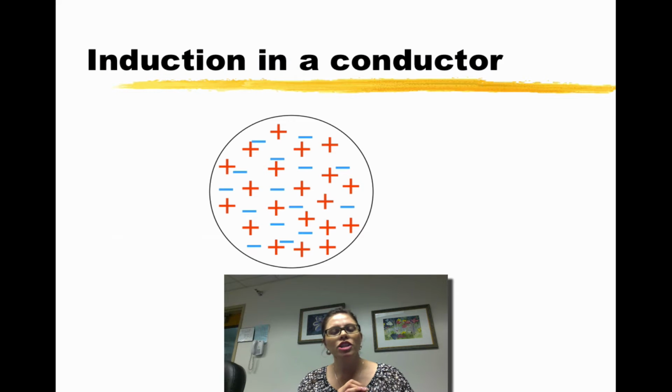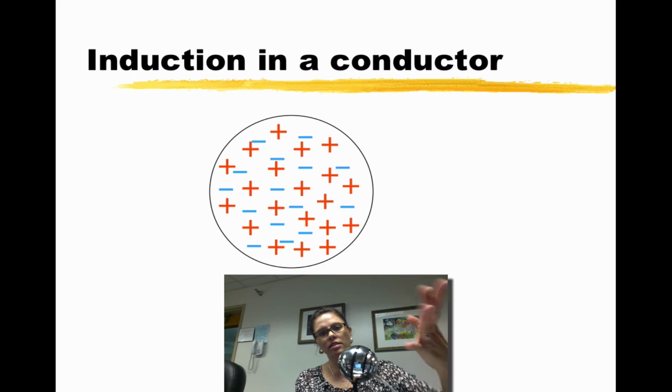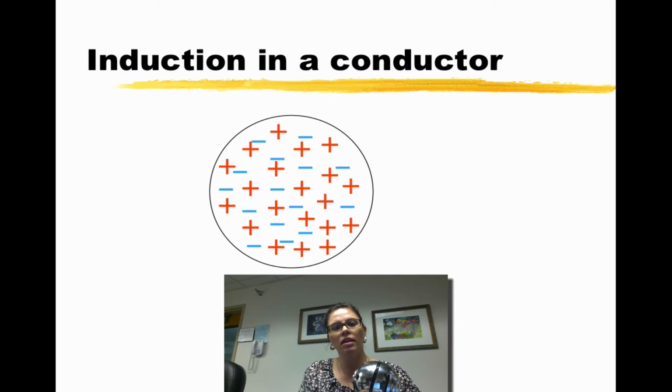Okay, so induction in a conductor. Let's pretend this is just a ball right here, a metal ball, and it's neutral because we have the same amount of protons and electrons on here. And everything is pretty much evenly spaced throughout this metal ball.